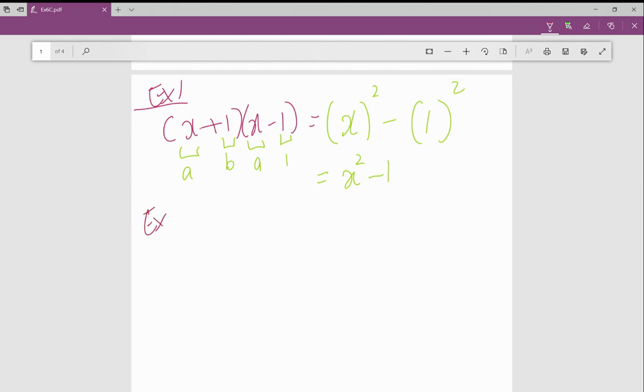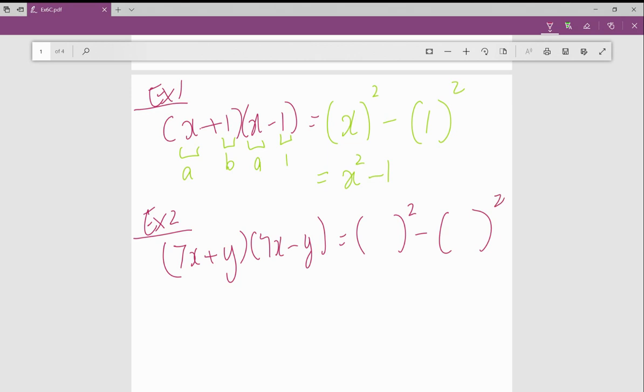Let's try another example, example 2. (7x plus y)(7x minus y). Again, I see (a plus b)(a minus b). You've got to take note, it cannot be this way: a plus b and a minus b must be together. Okay, now we start with this, and then I can do a squared minus b squared. Now what is a? This is a, and this is b. The b must be exactly the same. If this is 7x, this must be 7x. If this is y, this must be y. The only difference should be plus and minus.